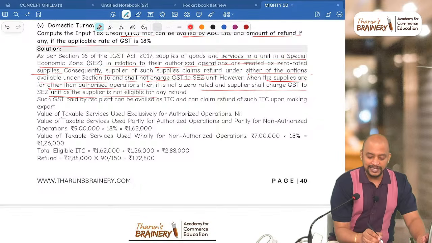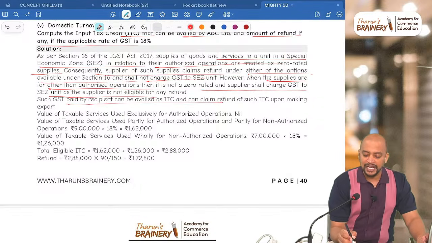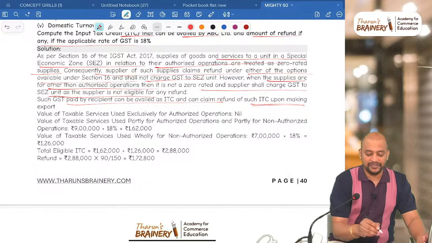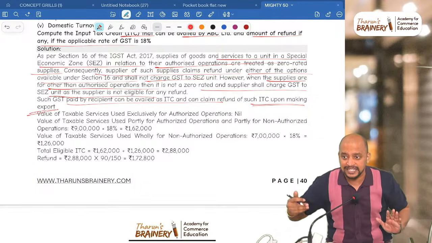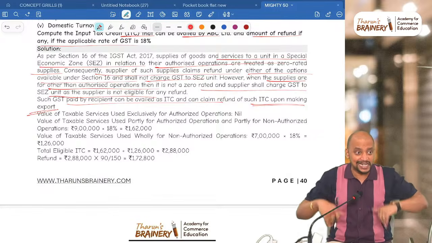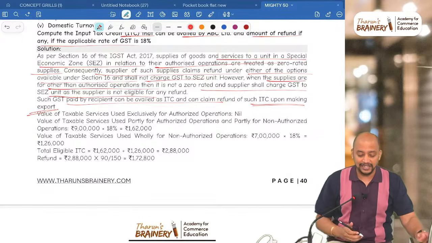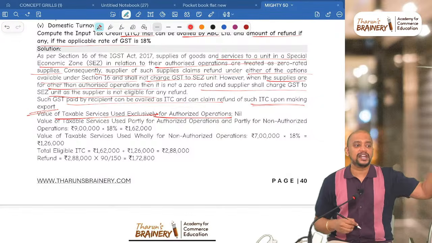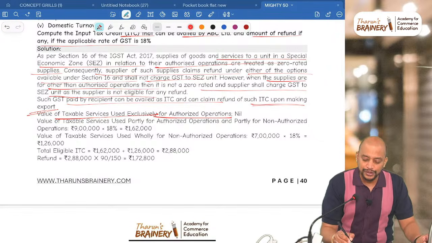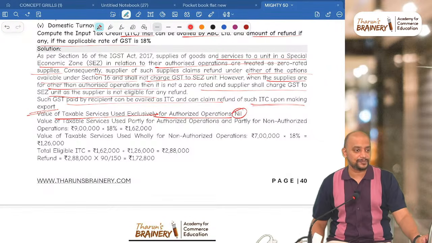In such a case, the GST paid by the recipient can be availed as ITC and they can claim refund of ITC upon making export. So, SEZ can claim refund of ITC, but for that they should first have availed the ITC, meaning they should have paid the GST. When they receive services for authorized operations, the supplier will not charge GST to them. So, there is no question of GST paid on purchases.